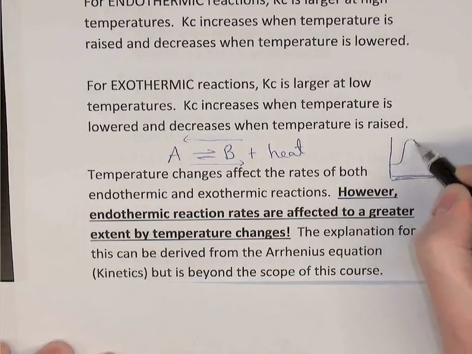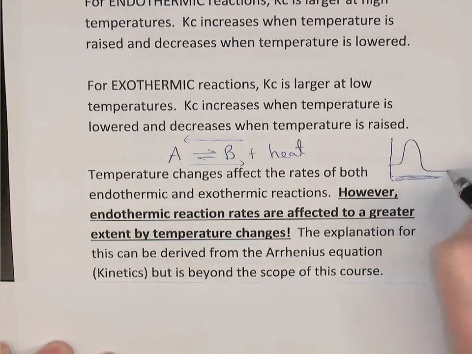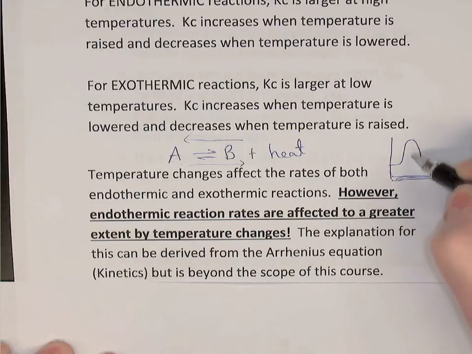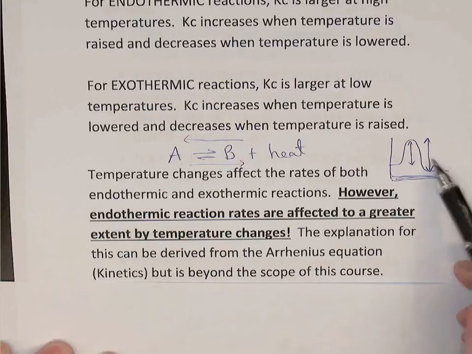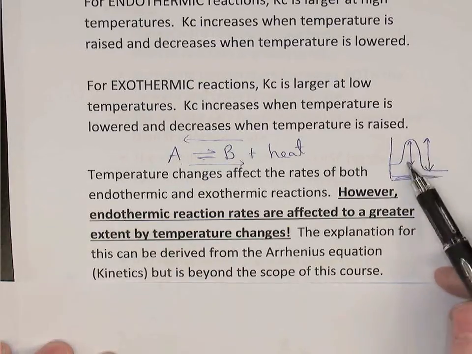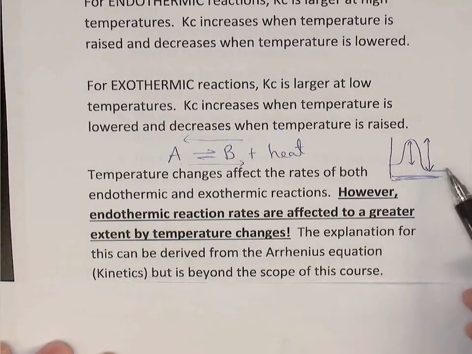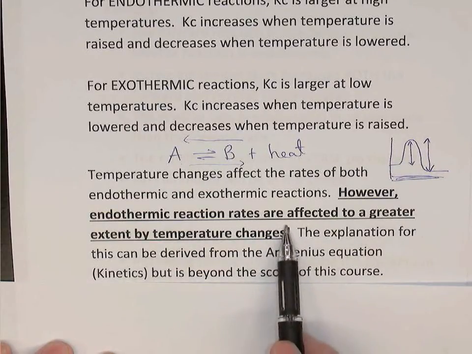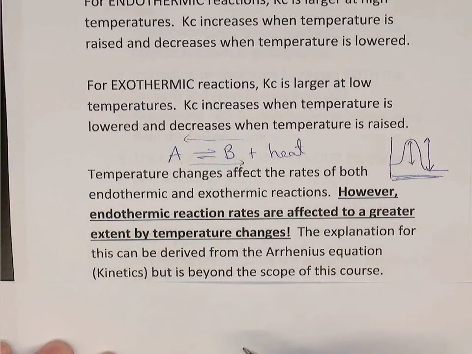If you think of a potential energy diagram for an exothermic process, notice that the forward reaction here has this activation energy, and the forward reaction there is exothermic, but the reverse reaction has this activation energy, and the reverse reaction is endothermic. The fact is that the endothermic direction will always have a larger activation energy than the exothermic process.